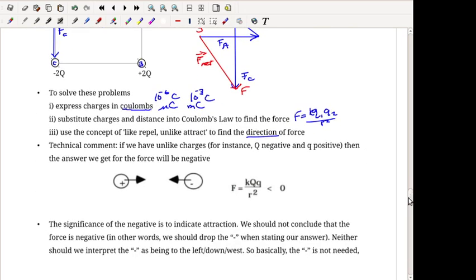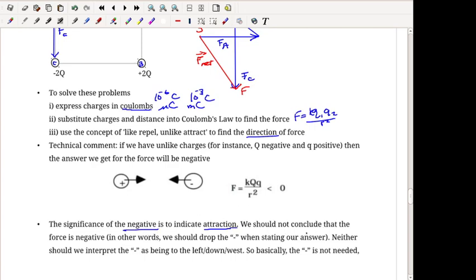Technical comment. If we have unlike charges, for instance, Q is negative and little q is positive, then the answer we get for the force will be negative if you plug in the negatives. A negative times a positive is a negative. So positive and negative charges are going to give me a negative force. But the significance of the negative is actually to indicate attraction. So if you're plugging negatives into this formula, it means they are being attracted.